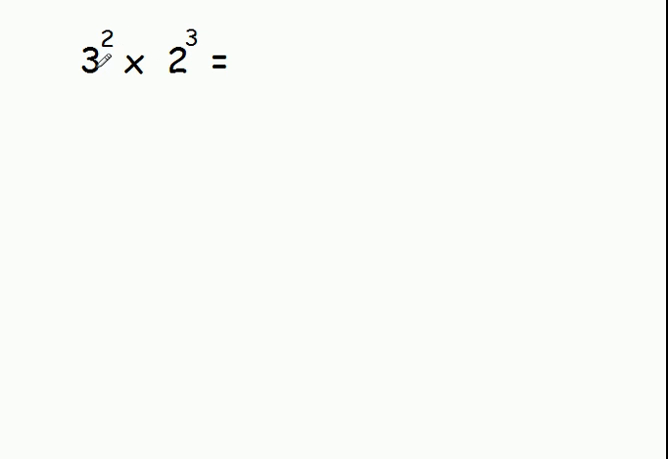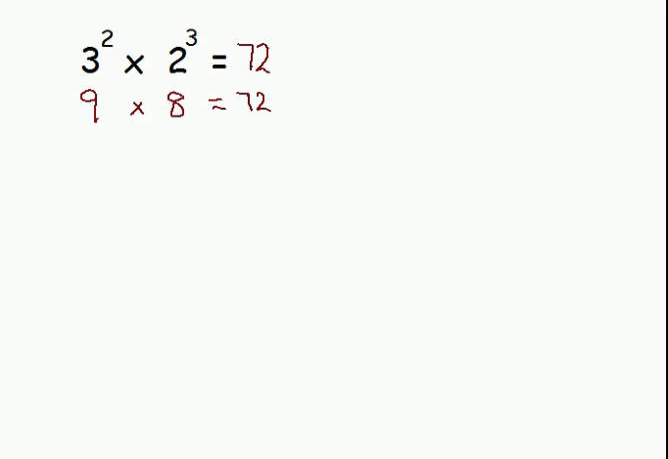Now, the 3 squared is equal to 9, because that's 3 times 3. Now, 2 to the power of 3 is 2 times 2 times 2, which is equal to 8. So when I multiply those two together, I get 72. So whatever I end up with, if I manage to get 72 as an answer, then my method is probably correct. If I get anything other than 72, it's incorrect.